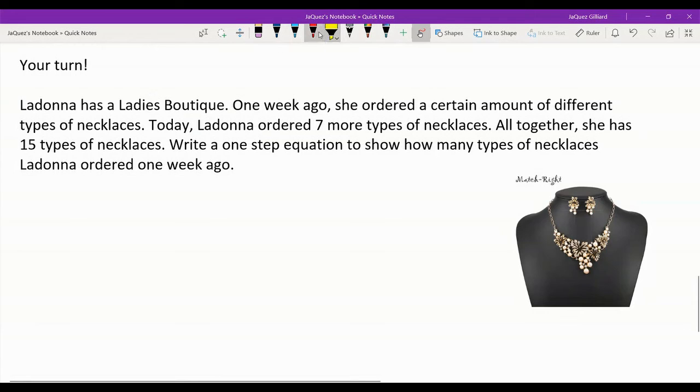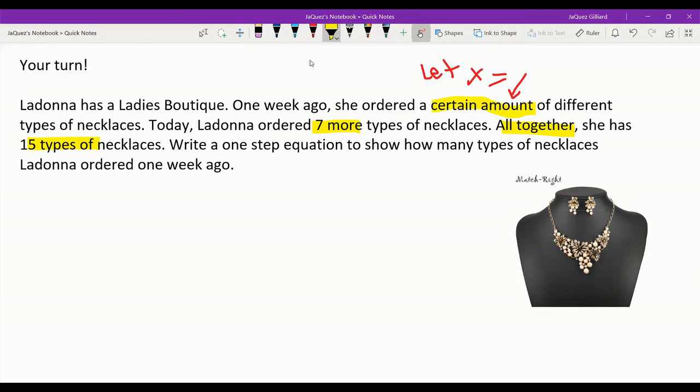So let's go in the problem and highlight what's important. Looking back at the first sentence, this just adds context. LaDonna has a ladies' boutique. Very good. 1 week ago, she ordered a certain amount of different types of necklaces. So a certain amount is the variable in this case. So we're going to just say, let X equal a certain amount. Today, LaDonna ordered 7 more types. So 7 more. Altogether, which means equal, she has 15 types of necklaces.